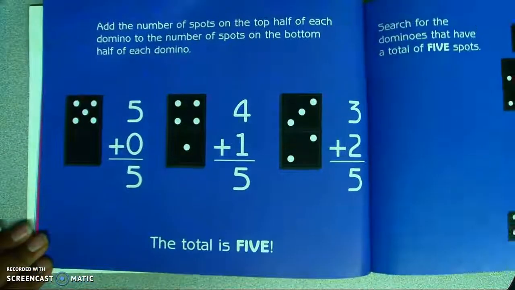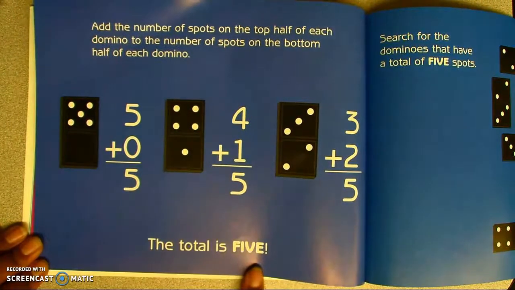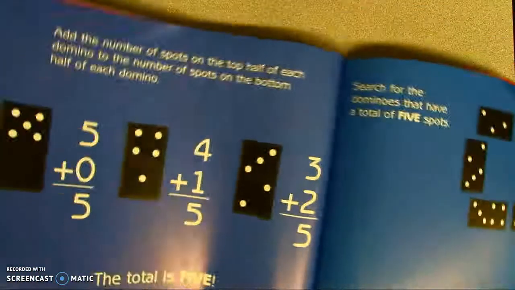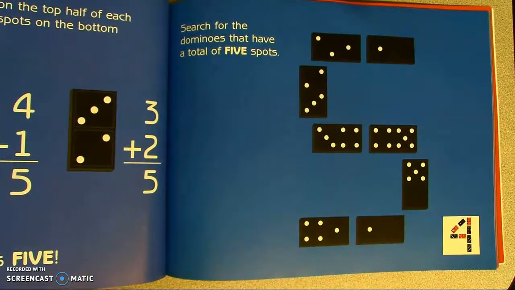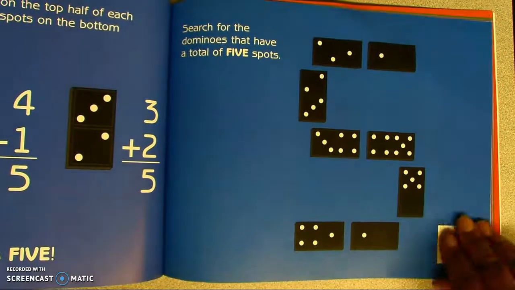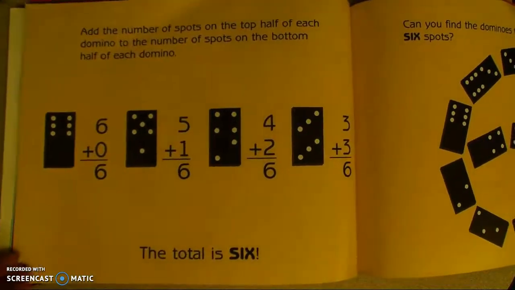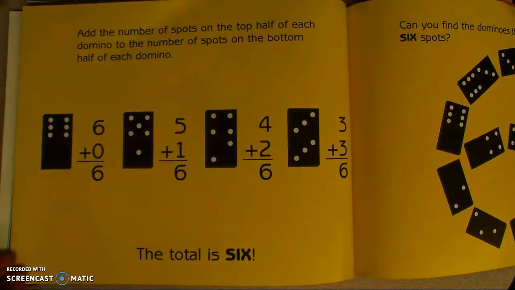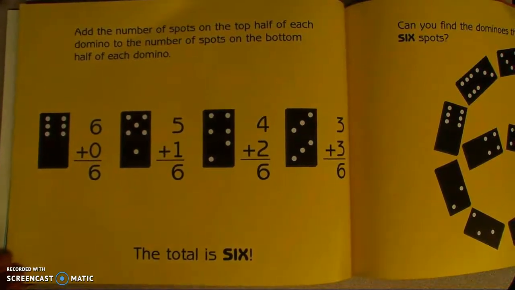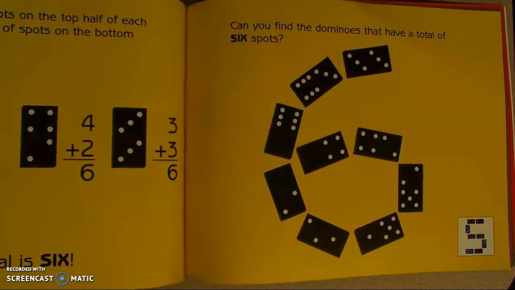Add the number of spots on the top half of each domino to the number of spots on the bottom half of each domino. The total is 5. Search for the dominoes that have a total of 5 spots. Add the number of spots on the top half of each domino to the number of spots on the bottom half of each domino. The total is 6. Can you find the dominoes that have a total of 6 spots?